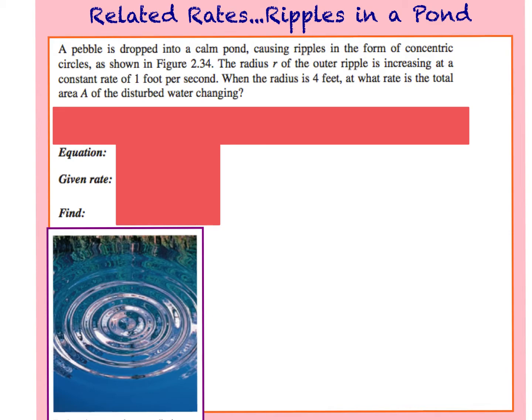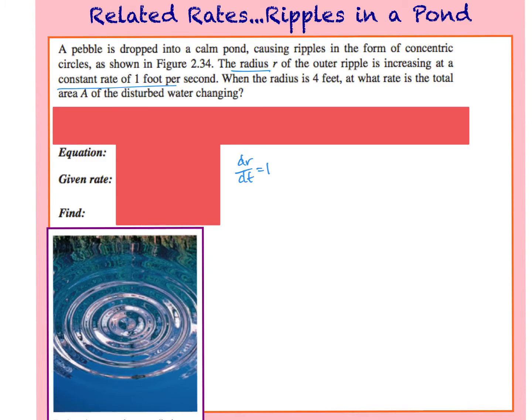The radius of the outer ripple is increasing at a constant rate of 1 foot per second. So what did that just give me? The radius is changing at a rate of that. So what does that mean? Does that give me r equals 1? No. What does that give me? dr dt is equal to 1. The rate of my radius changing is 1. So that is a derivative. That is dr dt equals 1.